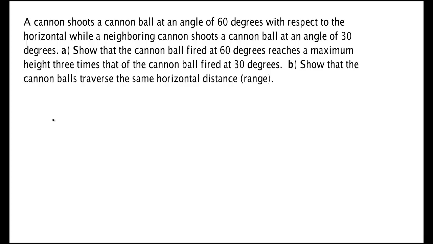In this video, we're going to do another projectile motion problem, but one that's a little bit more difficult. It says a cannon shoots a cannonball at an angle of 60 degrees with respect to the horizontal, and a second cannon shoots a cannonball at an angle of 30 degrees. Show that the cannonball fired at 60 degrees reaches a maximum height 3 times that of the cannonball fired at 30 degrees. So they didn't give you any numbers to plug in.